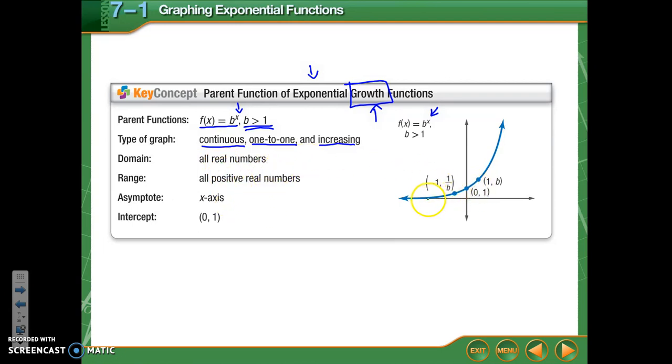If you look at the graph here, my graph gets really, really close to the x-axis. That means that the x-axis is an asymptote, a line that my graph approaches but never touches. It gets infinitely close but will never actually touch 0, so its range is all positive real numbers, or y is greater than 0. And its y-intercept is the point (0, 1).